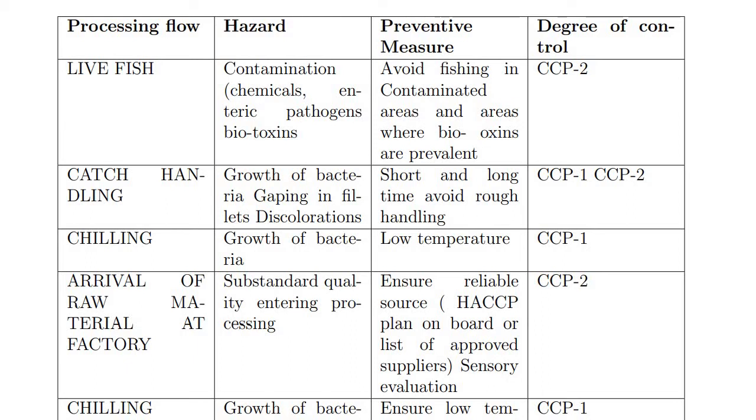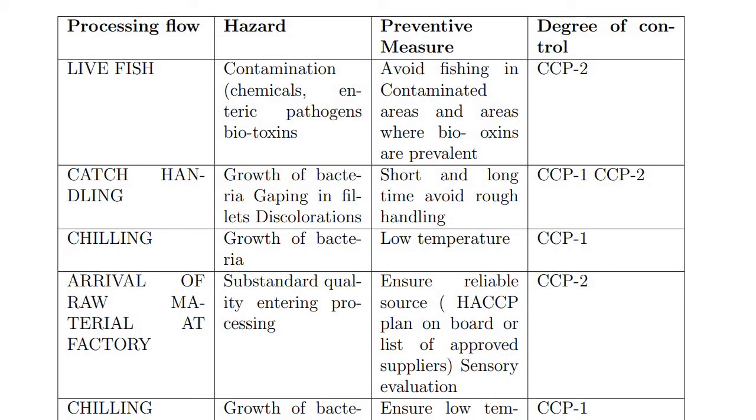It covers the fish and different types of fishes. After that, the hazards, the preventive measures and the degree of control, with the CCP number. The first step is live fish on the processing flow. The hazards are contamination, chemicals, entering pathogens and biotoxins.